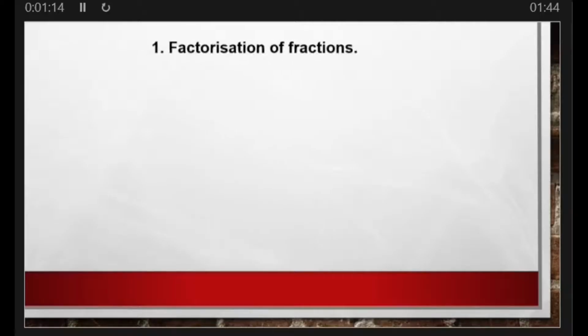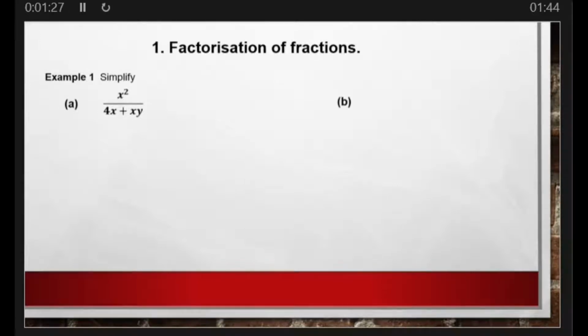So we'll start with factorization of fractions. So look at example number 1, which says simplify. A, we have x squared over 4x plus xy. Then B, we have x plus 1 over x squared plus 3x plus 2. All right, so let's start with A. So as you can see in A here, we have x squared. So x squared means multiplying x by itself 2 times. So we'll put it in this way, x times x, then divided by 4x plus xy.